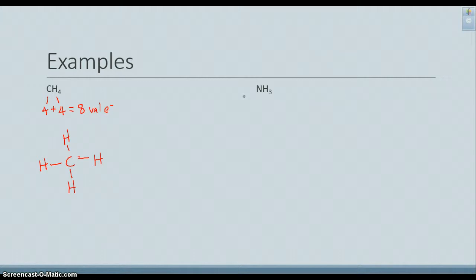NH3, let's go and run through this example. Nitrogen has 5 valence electrons. Hydrogen individually has 1, but there are 3 of them, so you should have a total of 3 electrons. And that then gives you a grand total of 8 electrons that you have to assign.